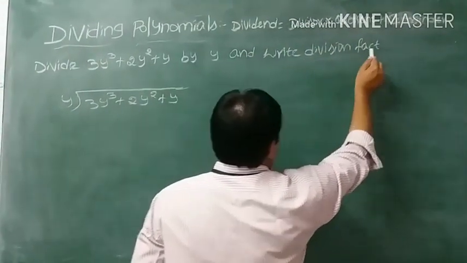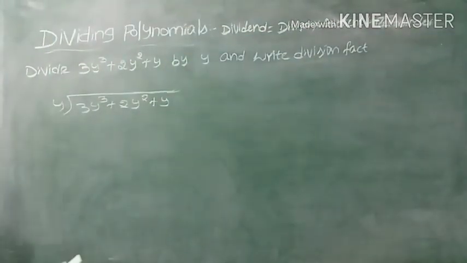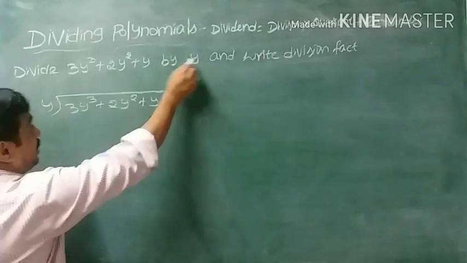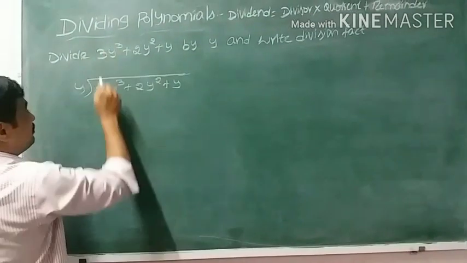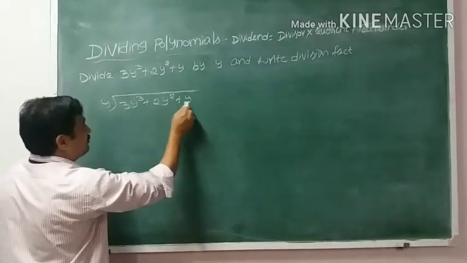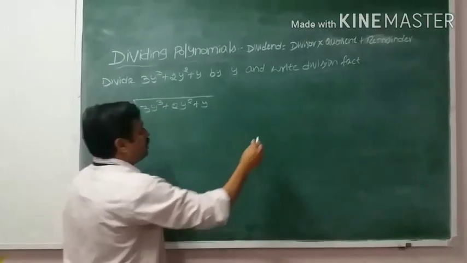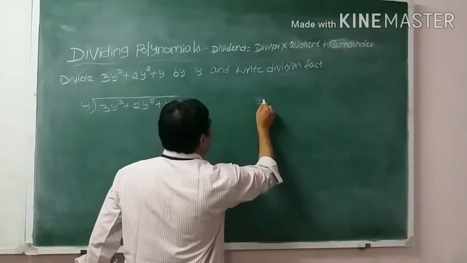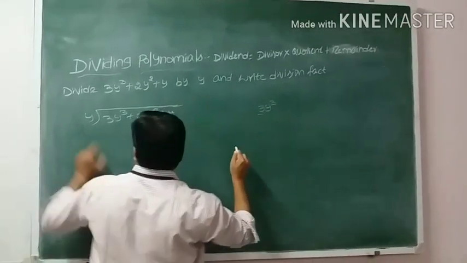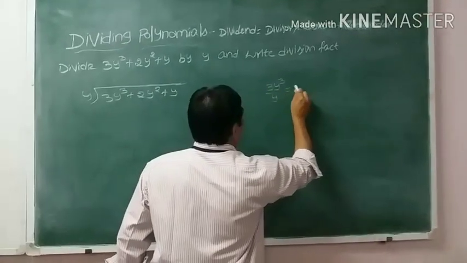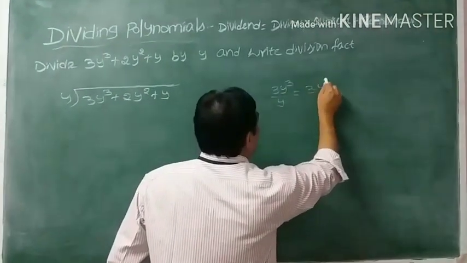That is the meaning of division fact. First of all, we will simplify this one. Now here, with y we have to divide this one, 3y cube plus 2y square plus y. In this one, which one is the first term? 3y cube. So 3y cube by y.